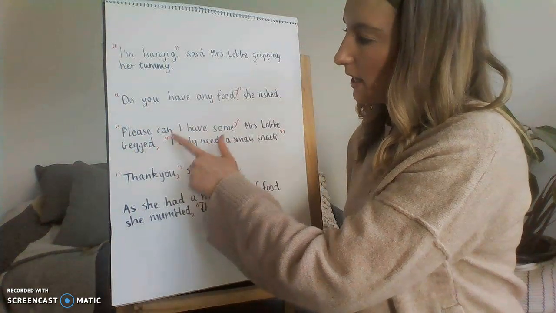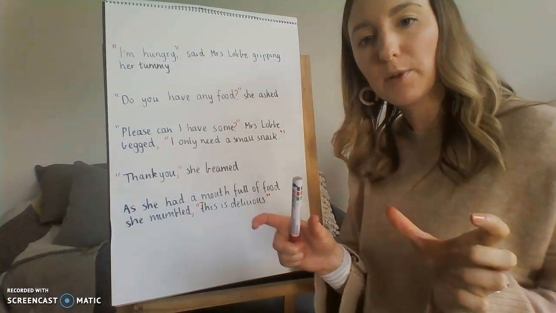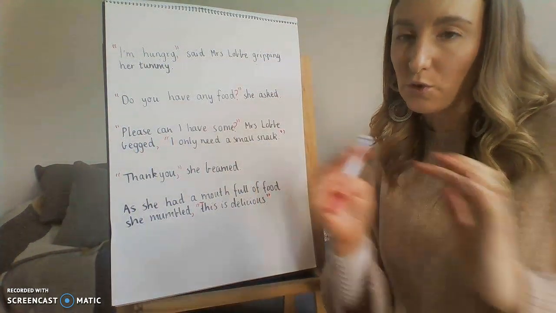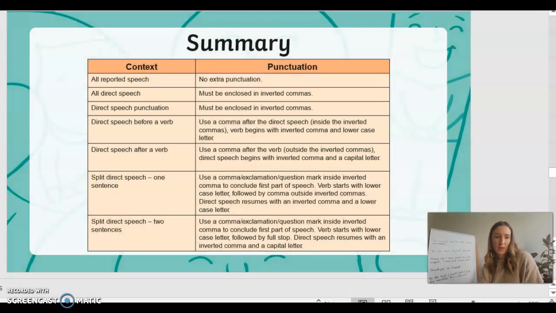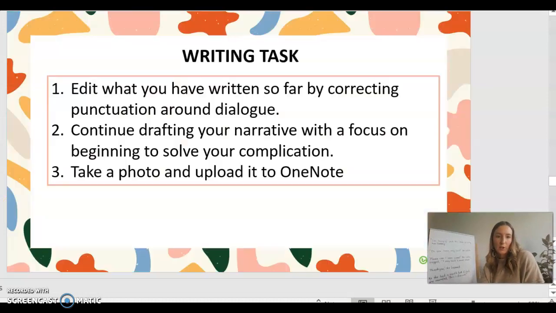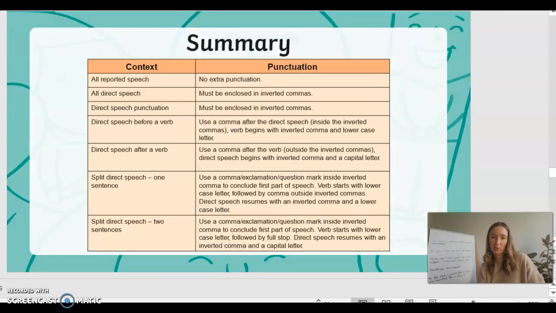So hopefully you can see how we place them when it's split, when the talking's at the end or at the start. Let's have a look at your task for today. So you are going to go through what you've written so far and correct any punctuation around your dialogue. You're going to continue drafting your narrative with a focus on beginning to solve your complication. You're going to take a photo and upload it to OneNote. Feel free to go through those slides again if you're not quite sure how to punctuate it. That summary page will be helpful for you as well.